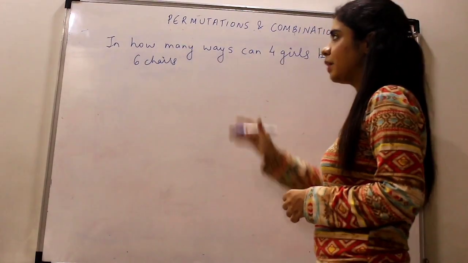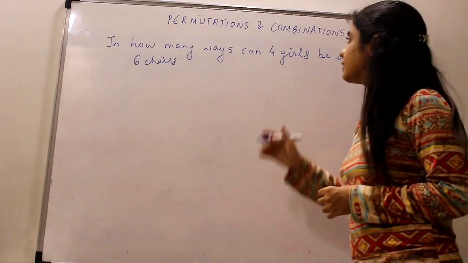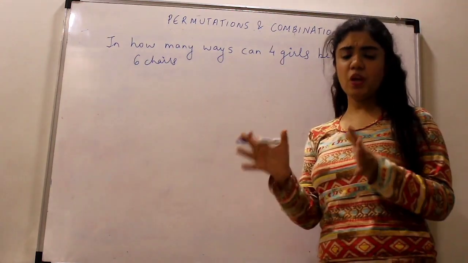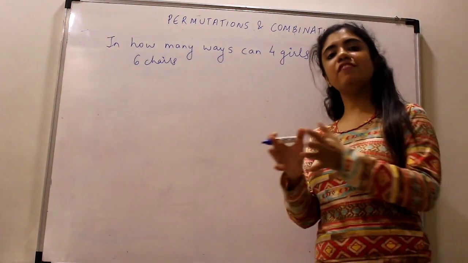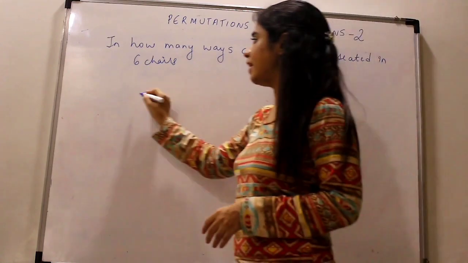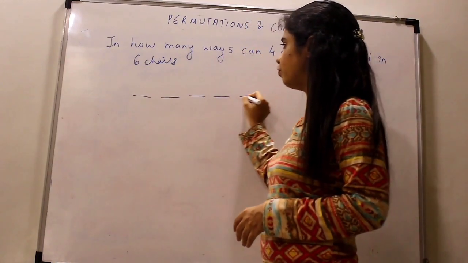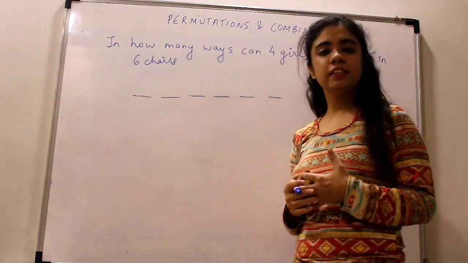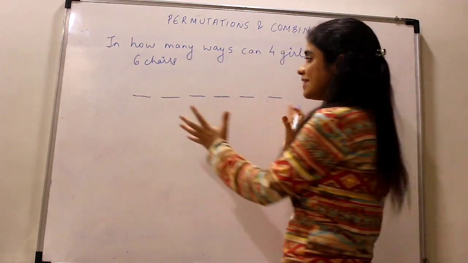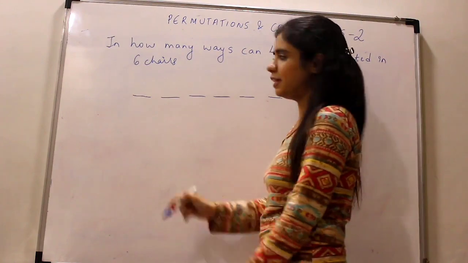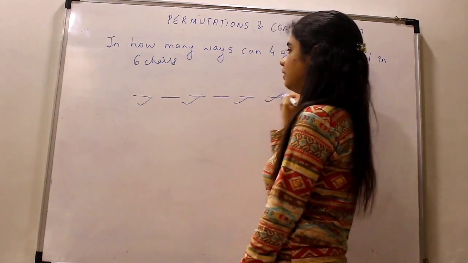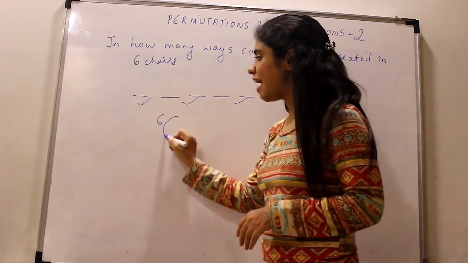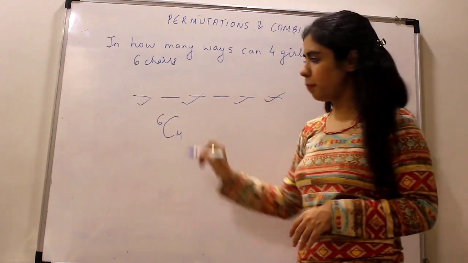What does it say? In how many ways can 4 girls be seated in 6 chairs? You have 4 girls, you have 6 chairs. Okay? So understand, I have chair 1, chair 2, chair 3, 4, 5, 6. But I have only 4 girls. So what will I do first? The 4 girls will select 4 chairs first. Let's say girl 1, girl 2, girl 3, girl 4, whatever. So out of the 6 chairs, we have to select 4 chairs.